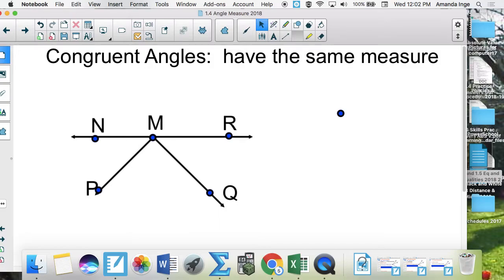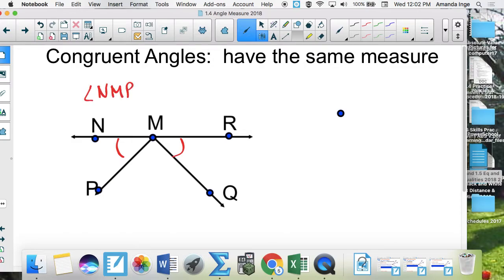All right, what do we know about congruent angles? They have equal measures, that's right. So if this angle is congruent to this angle, then we know that angle NMP is congruent to RMQ.